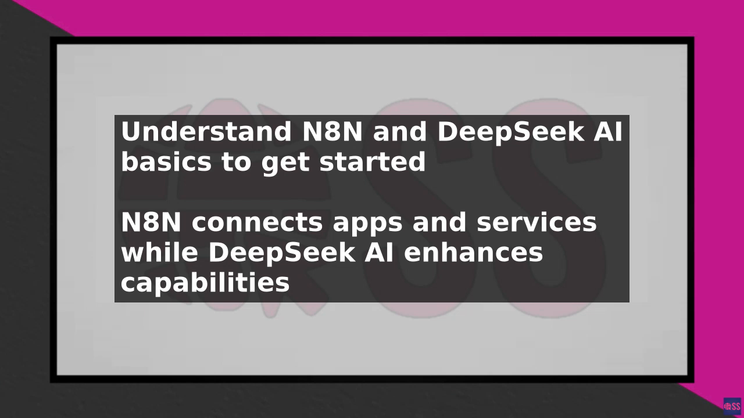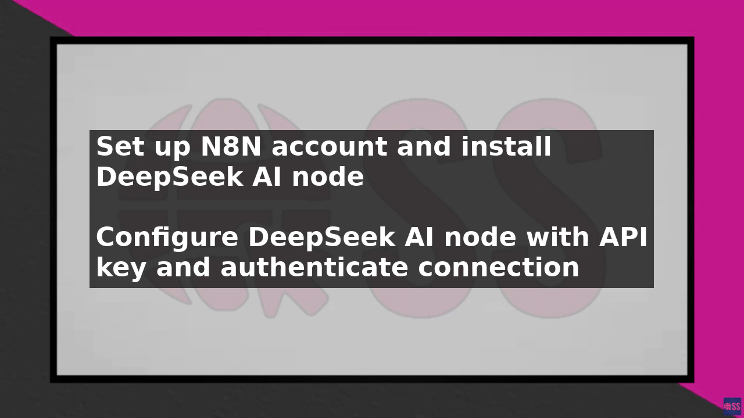Step 1: Setting up N8N and DeepSeek AI. First, you need to set up an N8N account and install the DeepSeek AI node from the N8N library. Once installed, you can drag and drop the DeepSeek AI node into your workflow and configure it according to your needs. You will need to provide your DeepSeek AI API key to authenticate the connection.